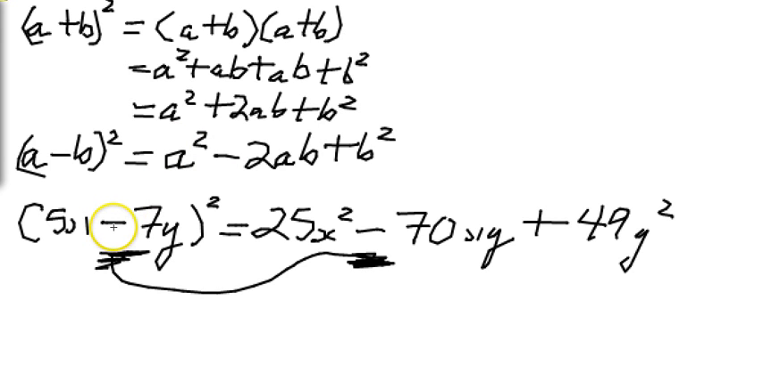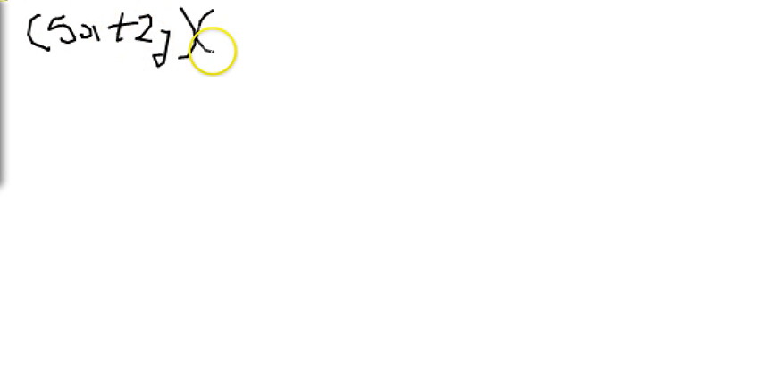Okay, the second special product is the product of a sum and a difference. So a sum and a difference. Let's say I have 5x plus 2y, and I'm multiplying that by 5x minus 2y. So the same two terms, the 5x's. If we FOIL that out, let's see what happens.